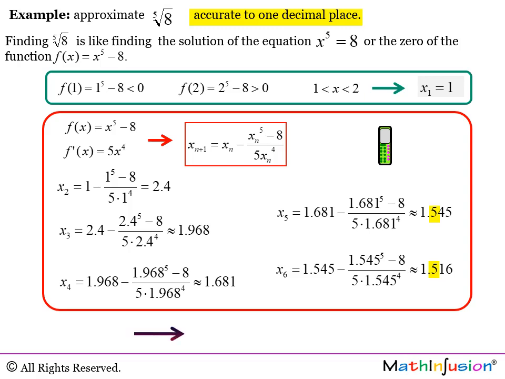We can conclude then that the fifth root of 8 can be approximated by 1.516.